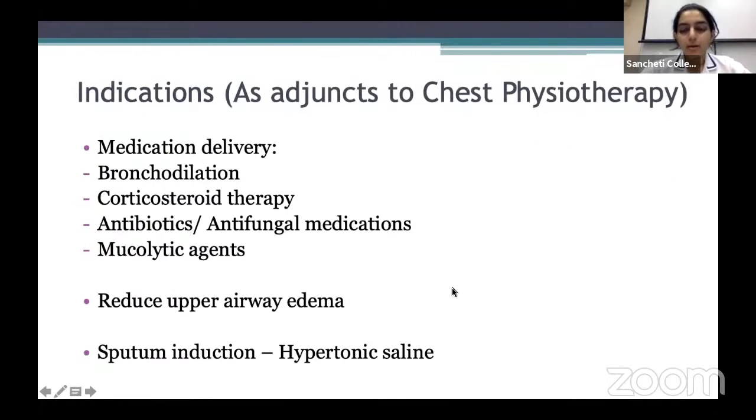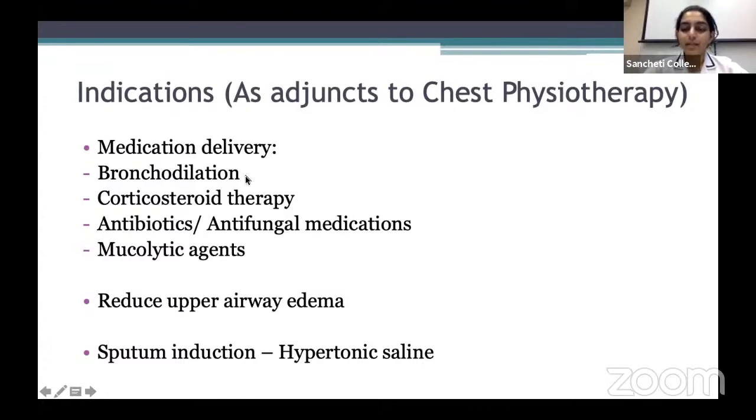Now, how is this being used as an adjunct to chest physiotherapy? Okay, what is its relevance to me when I'm treating a patient? So first is medication delivery, very commonly used in most patients that we treat. Bronchodilators, right? We must have learned about PFTs being performed pre-post bronchodilator. Same thing we are talking about. Okay.